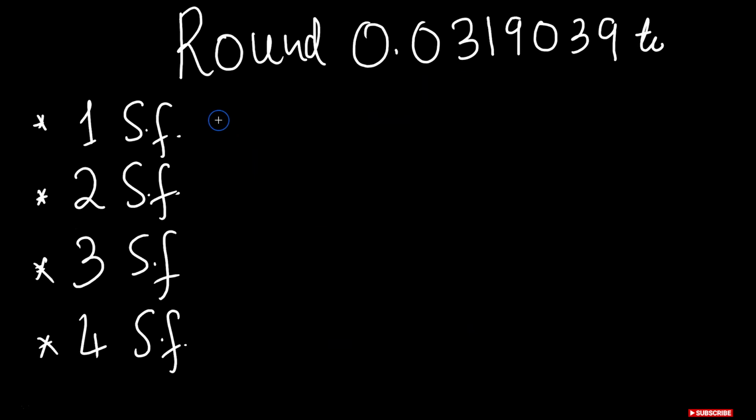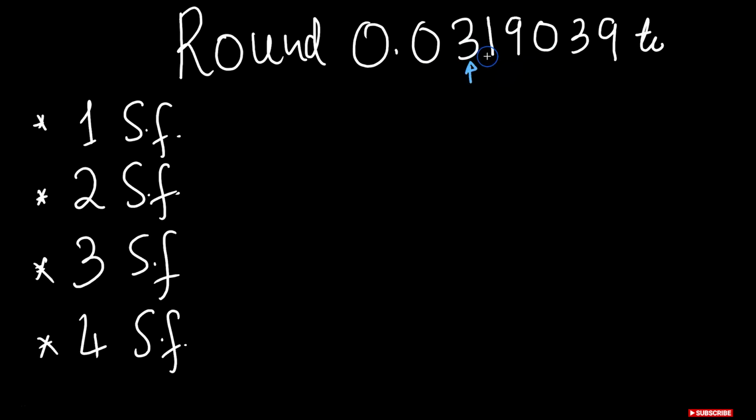And now for the last example, then we have to round 0.0319039 first to 1 significant figure. My first number is a 0. Second number is a 0, so I don't count them. So my first significant figure starts here where 3 is. So that's my first, second, third, fourth, fifth, and my 6th significant figure. I want to keep just 1 significant figure. So that's my first significant figure.